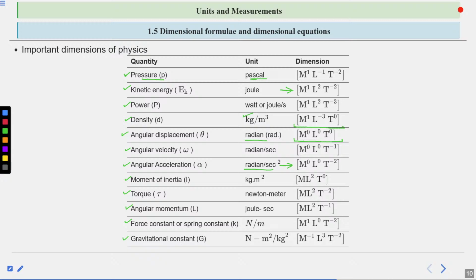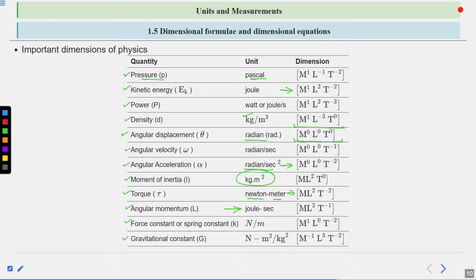Moment of inertia, unit is kg meter square, and the dimensional formula is M L square T0. Torque, Newton meter is the unit, and the dimensional formula is M L square T raised to the power minus 2. Angular momentum, denoted by capital L, unit is joule second, and its dimensional formula is M L square T raised to the power minus 1.